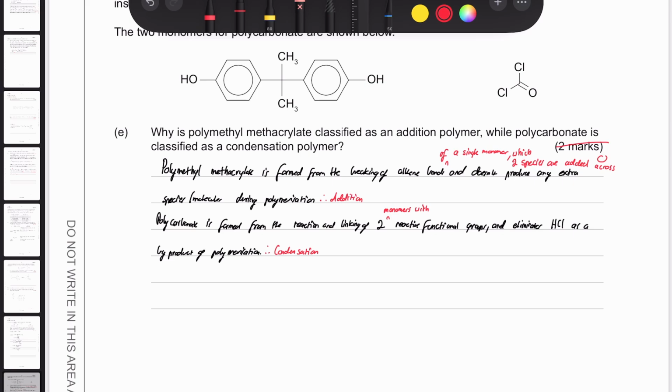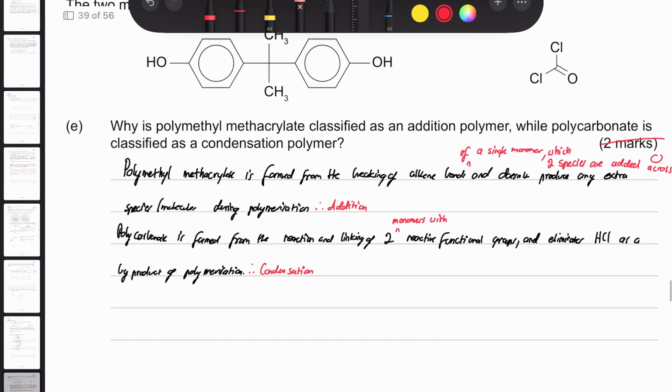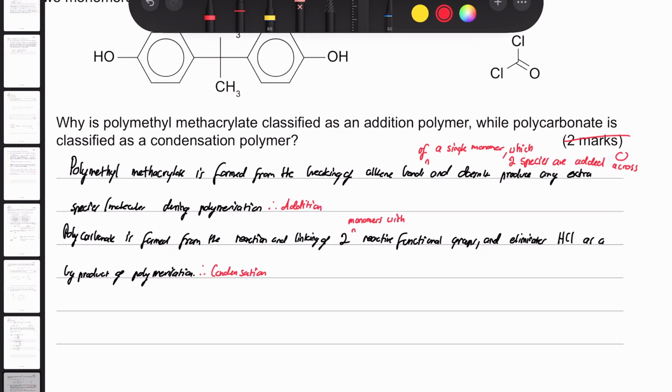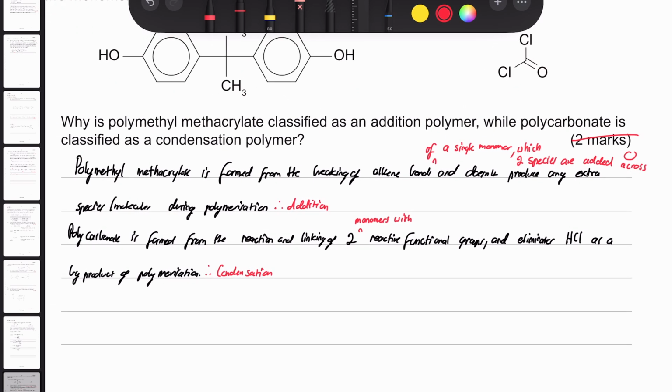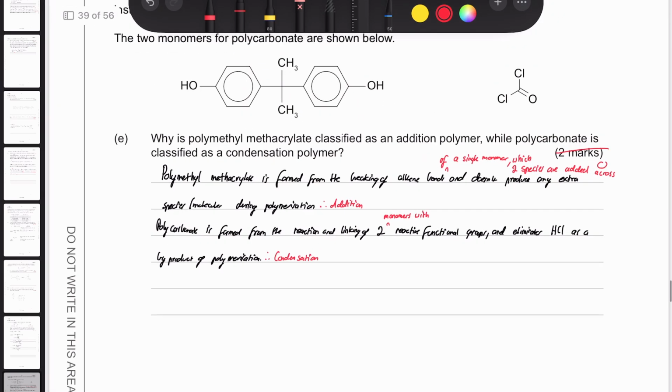So yeah, marking key word for word verbatim is polymethyl methacrylate is produced from one type of monomer that contains a double bond across which 2 species are added. And then polycarbonate is produced from monomers with 2 different reactive functional groups. And the hydrogen chloride is a byproduct. So yeah, I just got to talk about the monomers there. Especially of the addition one, where I got to get the new wording, which 2 species are added across. So yeah. And then monomer.